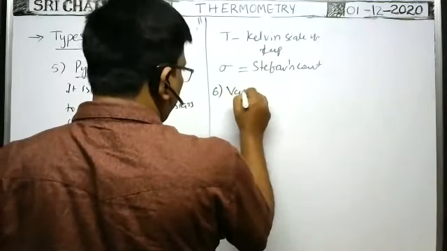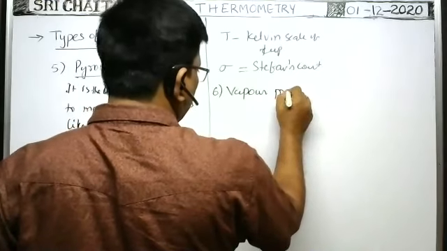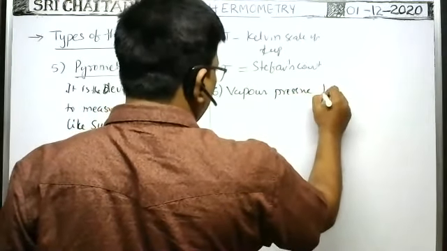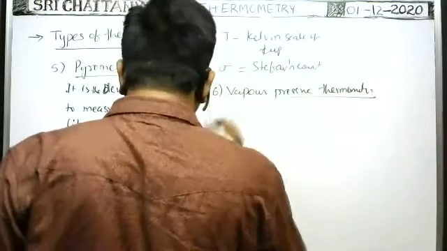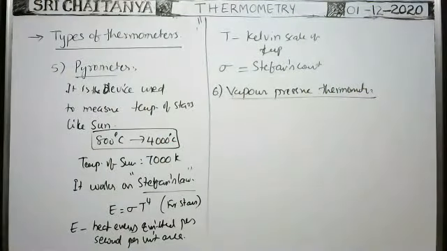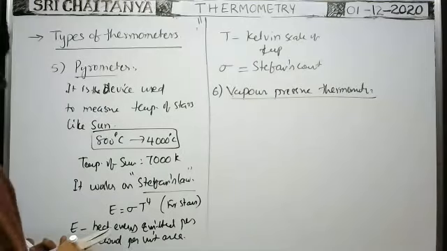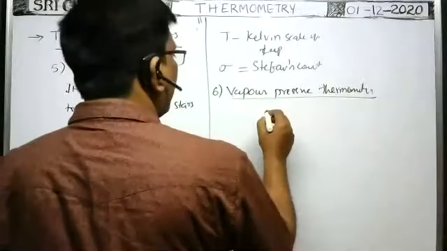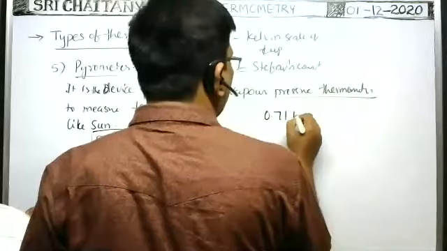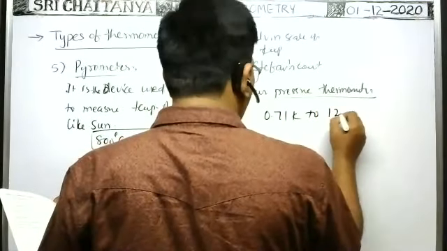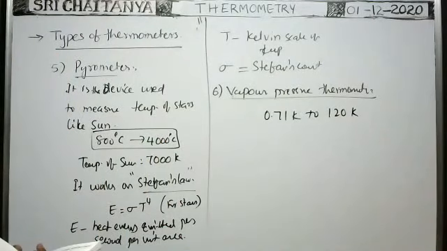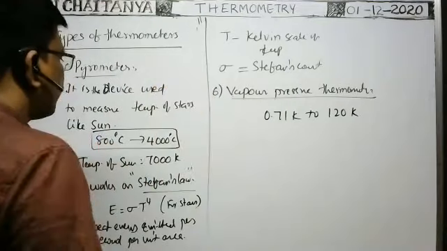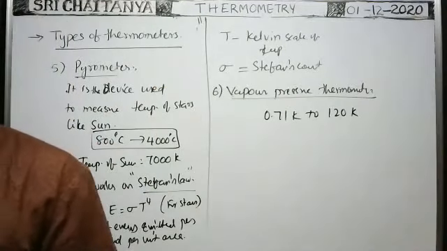Next, the last one among these thermometers, the vapor pressure thermometer. With the help of the vapor pressure thermometer, we measure very, very small temperatures, in the order of 0.71 Kelvin to 120 Kelvin, accurately. So these are the different types of thermometers which we can use.